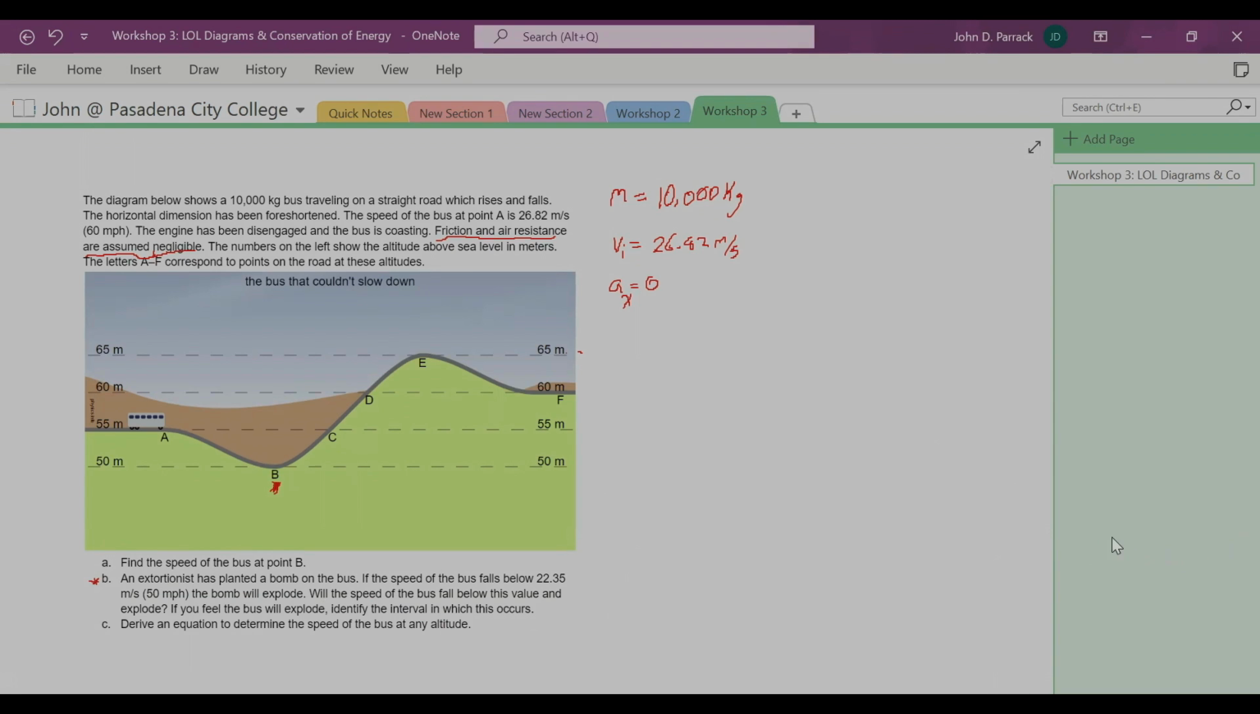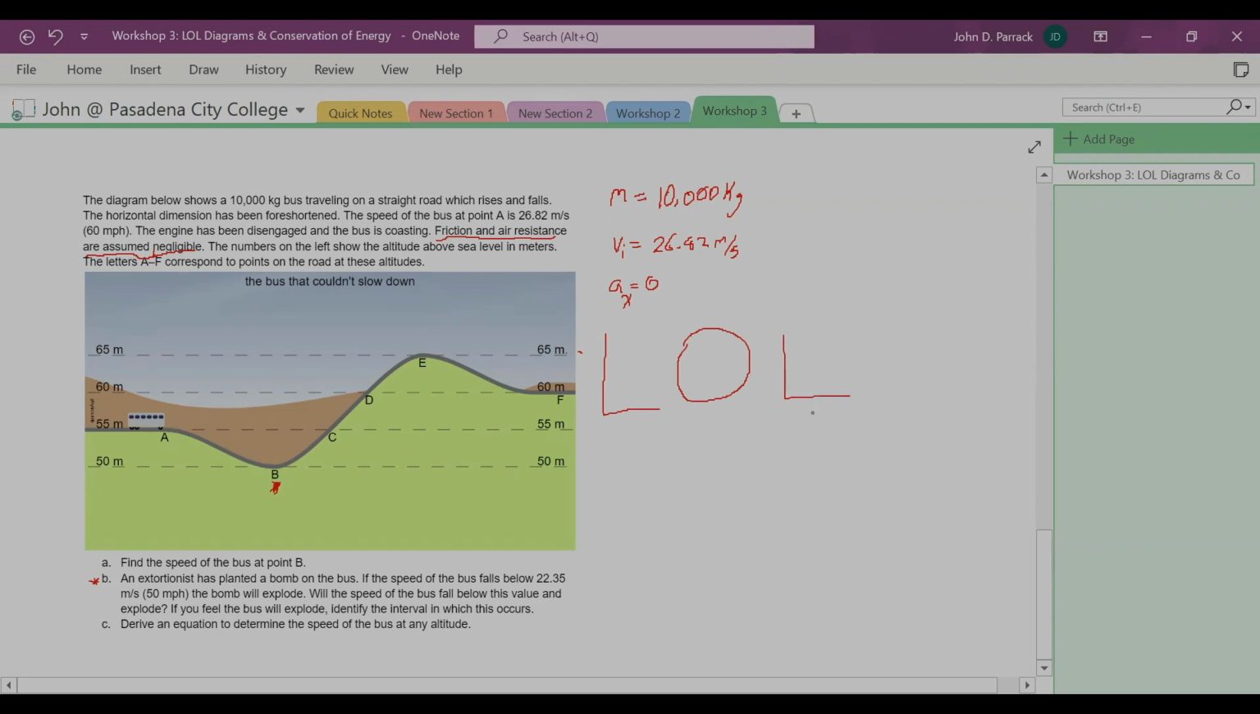So find the speed of the bus at point B. How do you want to approach it? If you're not sure yet, go to your LOL diagram, right? Go to your LOL diagram. You're getting the idea of it, getting the practice of it.